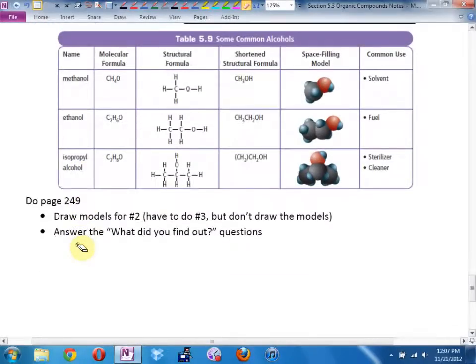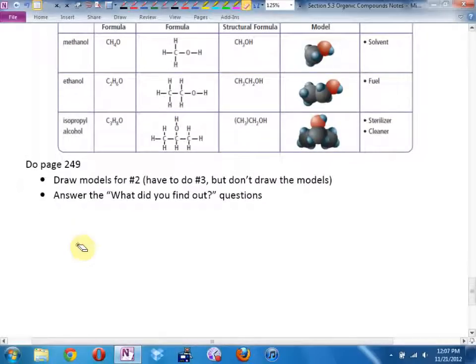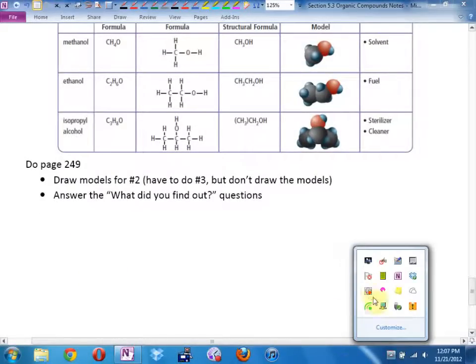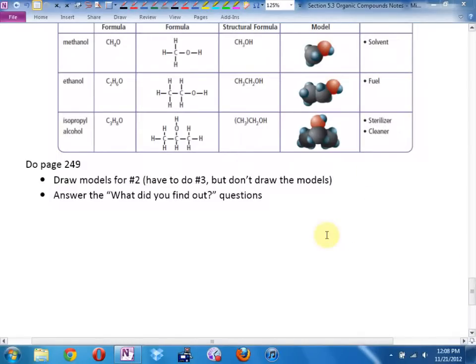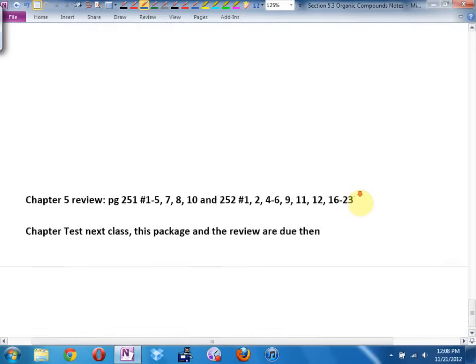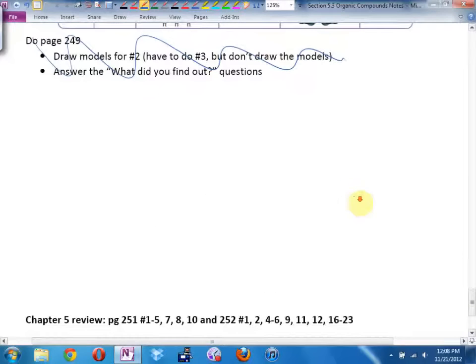Okay. Then I wrote here, do page 249. I don't know if I'm going to do page 249. Let me just take a quick look. Continue. Come on, pen. Come back. So don't worry about page 249. Oh, holy smokes. Short lesson, but we are sort of done.